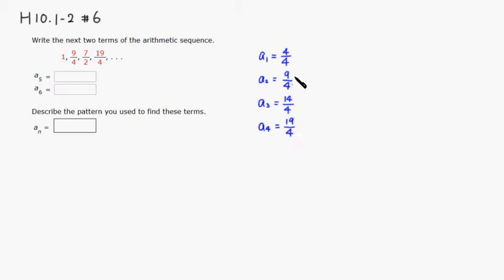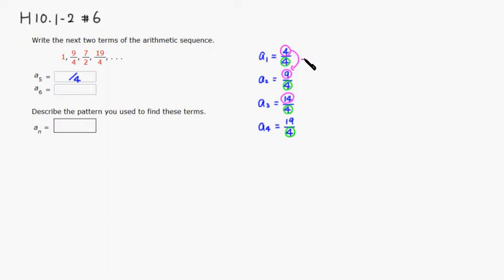So A5 would be... the pattern is pretty clear on the bottom. Everyone has denominator 4, so it's a pretty safe bet to say that the denominator is 4. Then look at the pattern up here: 4, 9, 14. Can you see that the difference is always 5?